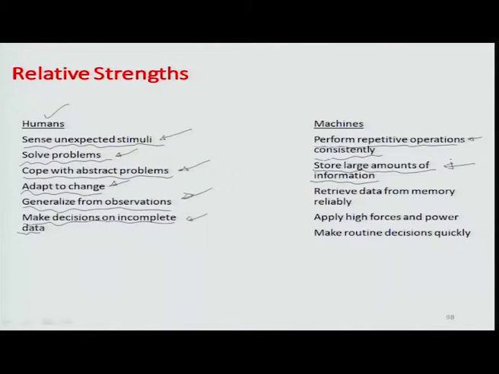So, there is the capability nowadays of both storing as well as processing, where you can retrieve the data from the memory reliably, apply high forces and power based on some of the data which comes, and make routine decisions quickly. So these are some very important strengths that machines would have. And so basically the idea behind designing the worker machine system is to combine the relative strengths of each with respect to one another, so that there can be a correct mapping, okay, in that sense.